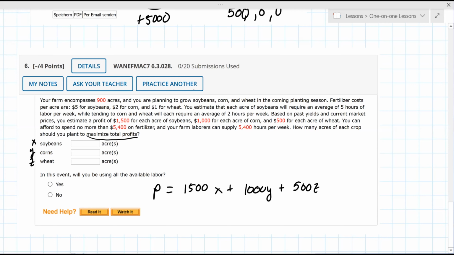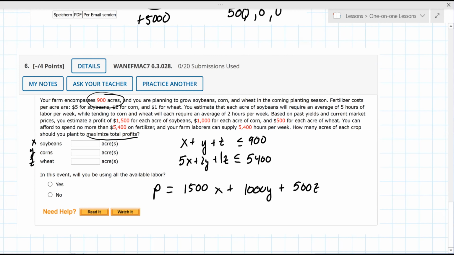Okay, and then we got to get our constraints. So your farm encompasses 900 acres. That means at most you have X plus Y plus Z less than or equal to 900. And we have some costs. We know that fertilizer costs something, and we only have so much fertilizer, and we only have so many hours. So for fertilizer, it's 5 for soybeans, 2 for corn. So it's 5X plus 2Y plus 1Z for wheat, and that's less than or equal to 5,400.